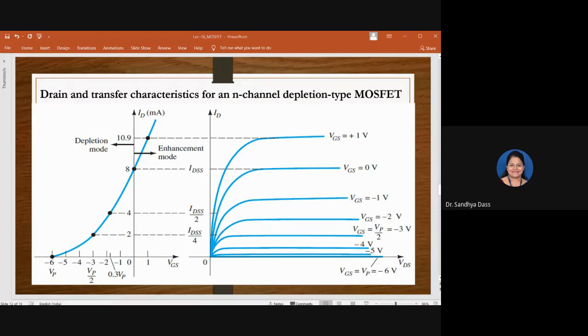Which is the right? Huh? Input versus output. Input out versus output.